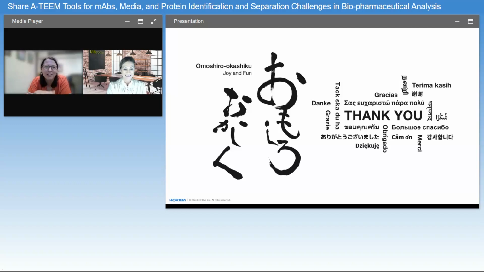Okay, so let's see if I understand this question. Highly complex substances mixtures, yes, A-TEEM can do that. Different types of media. So we get asked about A-TEEM libraries quite a bit. For other types of spectroscopy, Raman, FTIR, NIR, it's all about building libraries. And there have been instances where you can build libraries of A-TEEM data with fluorescence.